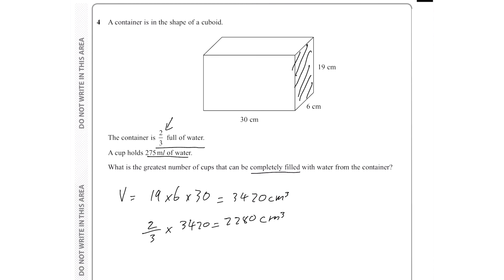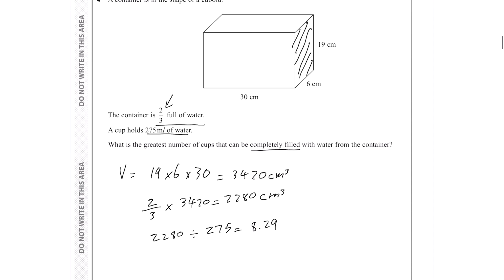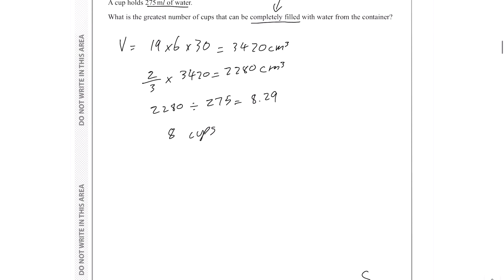And now a cup holds 275 ml of water. So we're going to do 2,280, that's how much is in the container, so that's 2/3 full, divided by 275, since each cup holds 275. And that gives us an answer of 8.29. So we're going to need 8.29 cups. But it says, what is the greatest number of cups that can be completely filled? So that's going to be 8 cups. So 8 cups can be completely filled, and you would write that down there.